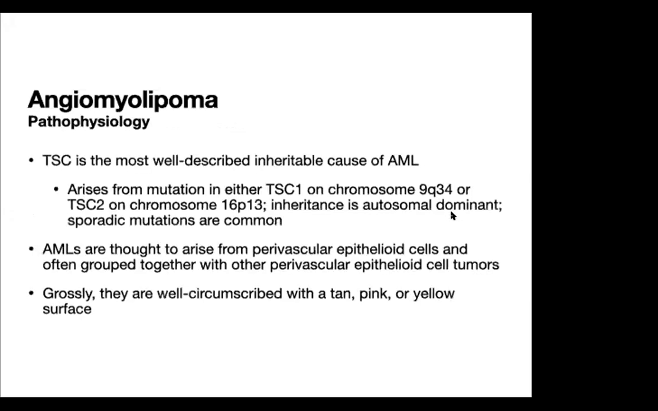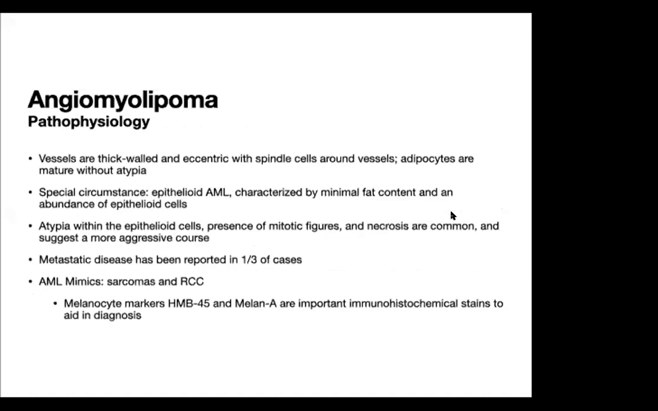Now, for AML, like I said, TSC is the most well-described inheritable cause of AML. It arises from a mutation in either the TSC1 or the TSC2, and the inheritance is autosomal dominant, although there are also sporadic mutations which are common. The AMLs are thought to arise from perivascular epithelioid cells and often grouped together with other perivascular epithelioid cell tumors. Grossly, they are well circumscribed with a tan, pink, or yellow surface.